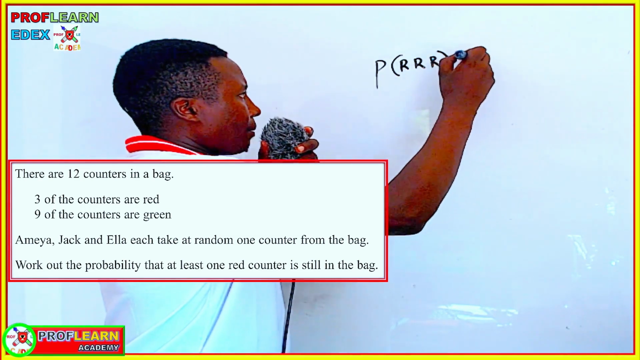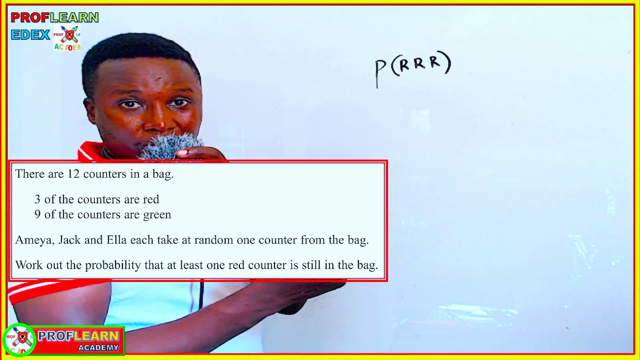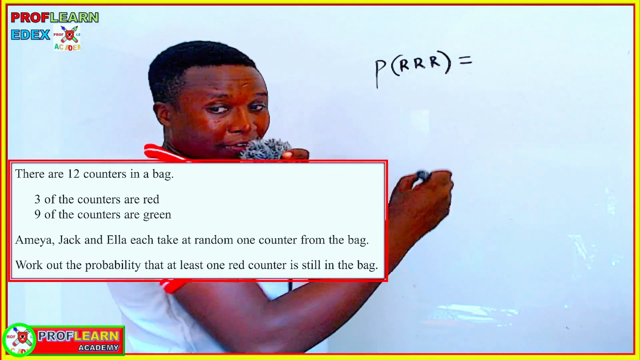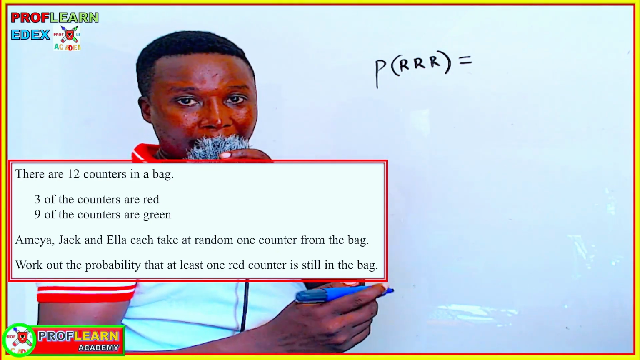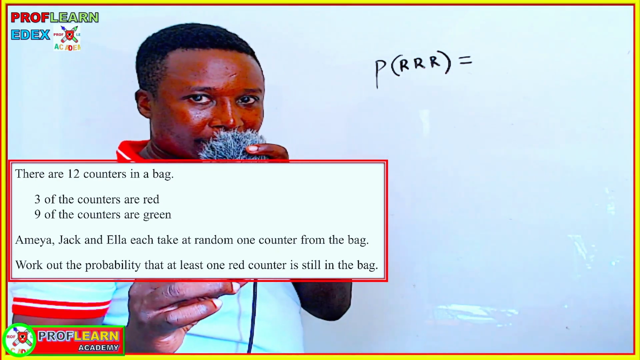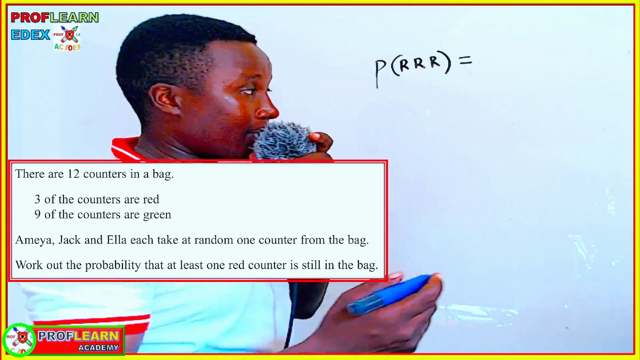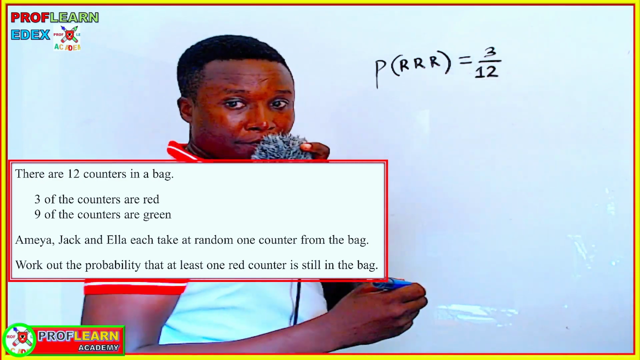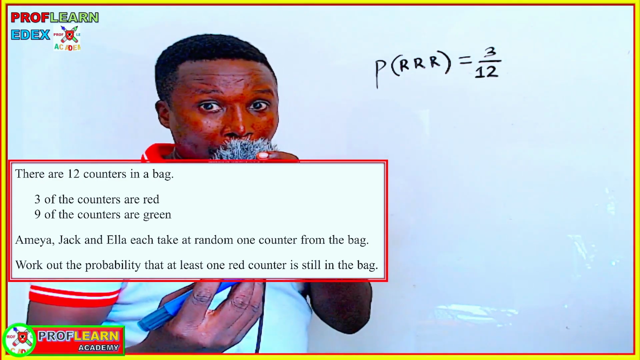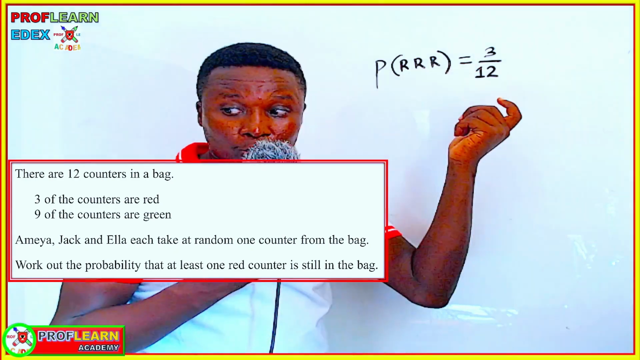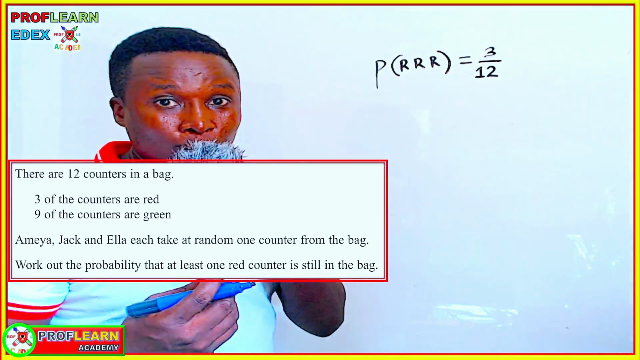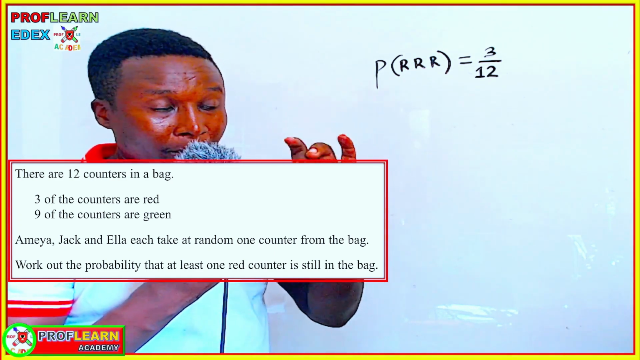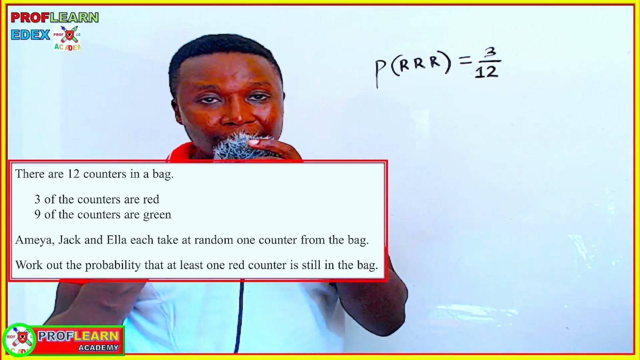But remember, in this case, we are told that there are 12 counters, but 3 of them are red. So if the first person, Amaya, picks a red, what's the probability of her picking that red? That will be 3 over the total possible 12. The probability for Amaya to pick a red is 3 over 12. Once Amaya has picked, we are going to remain with 2 reds because initially there were 3.